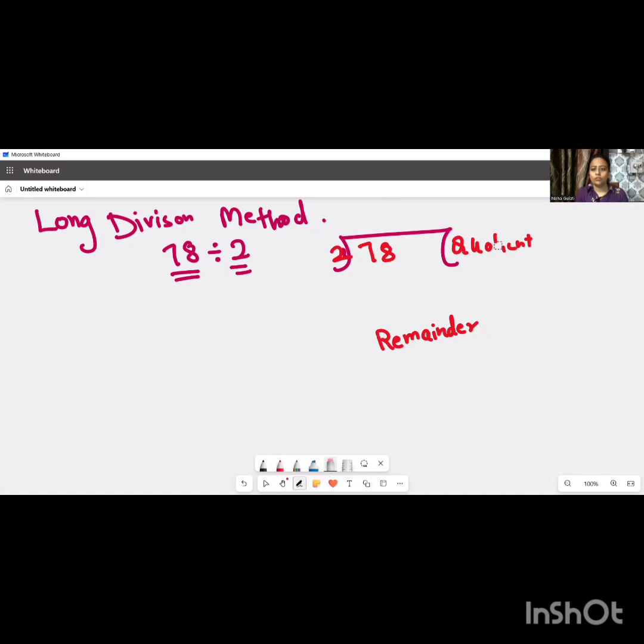Now let us solve for our question and for the remainder. Okay. So now how to divide when our dividend is a larger number, how to solve? See, we will start from our first number, which is 7. Now we have to read the table of 2 until 7 or less than 7 is coming. So we know that 2 times 3 is 6.